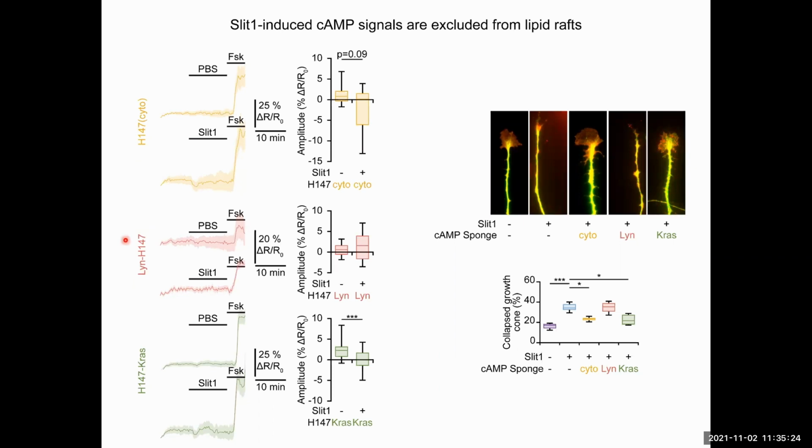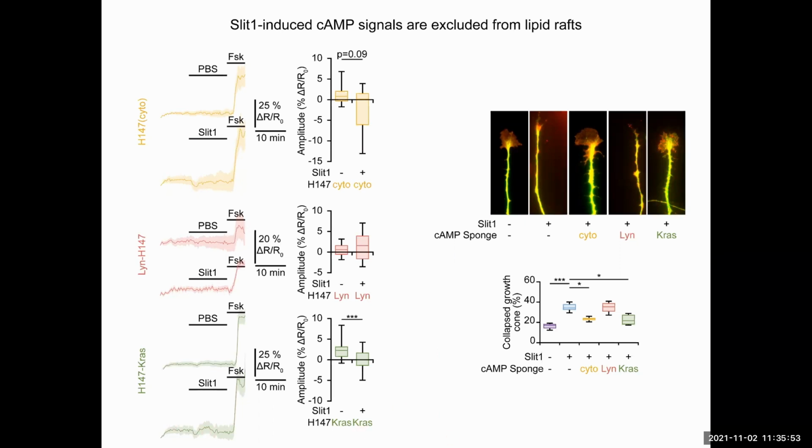When we use the biosensor targeted to lipid raft, we didn't detect any change in the cyclic AMP signal, but we found it back when using a biosensor targeted outside lipid raft. So this is exactly the opposite of what we found for ephrin, meaning that for Slit, the cyclic AMP signal is located outside lipid raft, not inside.